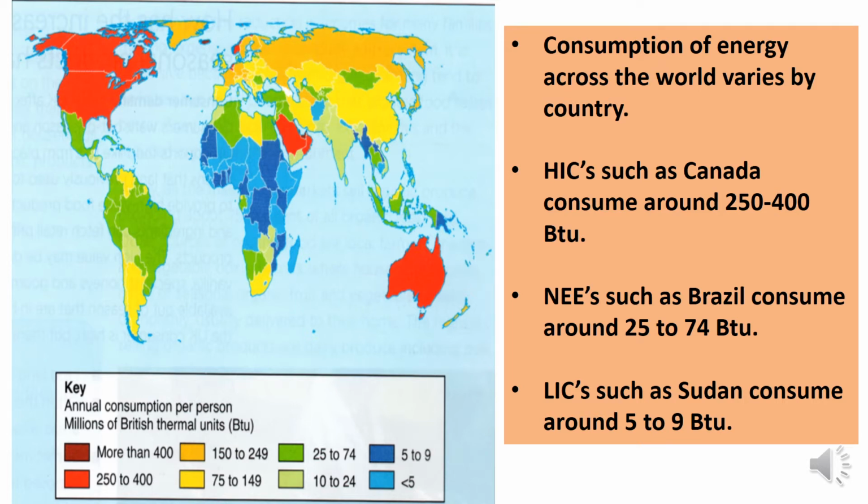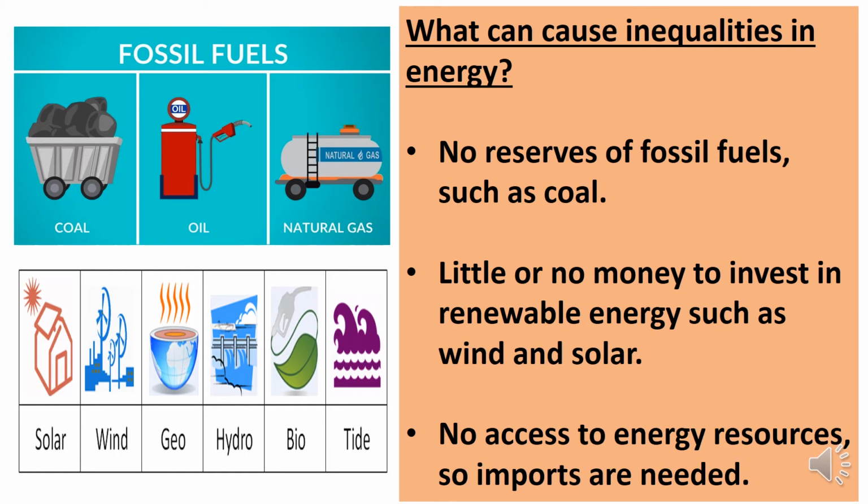Some examples I have picked out: HICs such as Canada consume between 250 and 400 million British thermal units per person annually. This is vastly increased from our example of an NEE such as Brazil, who only consume between 25 and 74 per person. Finally, LICs such as Sudan consume even less, only consuming between 5 and 9. You may now think what can cause these inequalities in energy, especially if everyone was to develop at the same time.